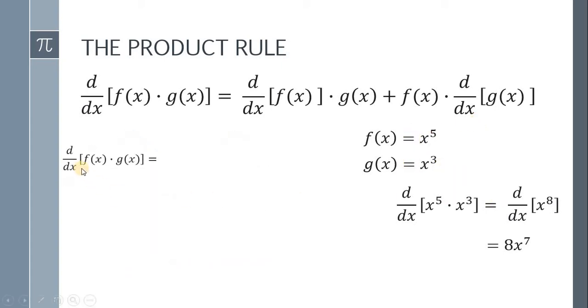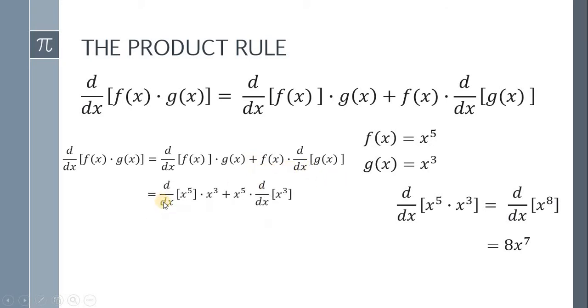So, let's have the derivative of f of x times g of x is equivalent to derivative of the first times the second plus the first times the derivative of the second. So, we have derivative of the first, the derivative of x raised to 5 times x cubed plus first x raised to 5 times the derivative of second x cubed. Now, observe natin kung paano siya isinulat.